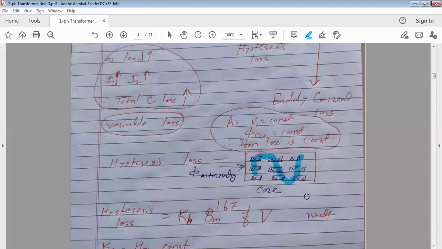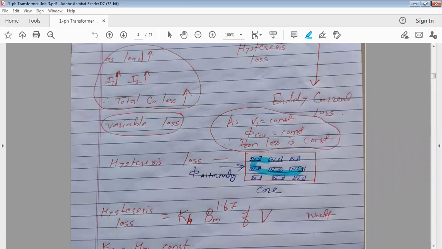Alternating flux, isn't it? Flux completes its path through the core of a transformer because its relative permeability is very high. And that's why maximum flux completes its path through core only, because it offers less opposition to the flow of flux, isn't it? So whatever the alternating flux flowing through core, as it is alternating flux means what? Its magnitude and direction continuously changes.